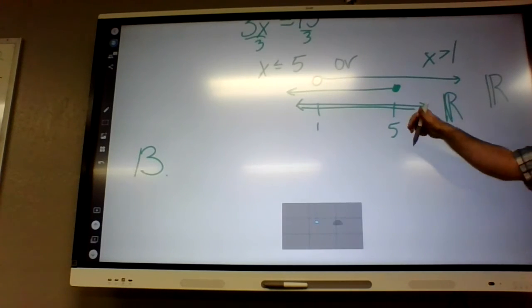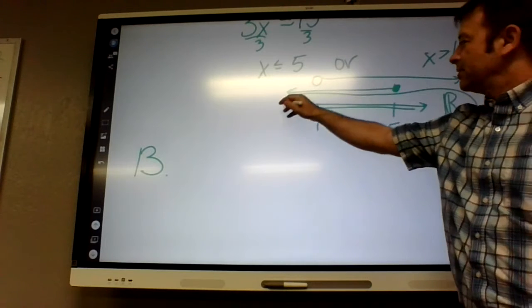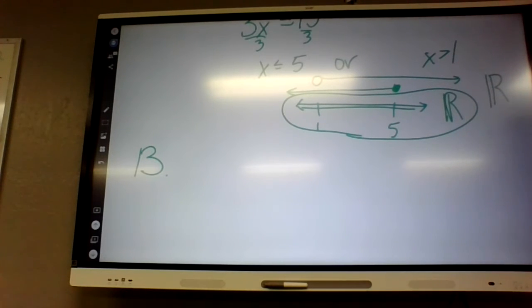13. Both of these are the answer. The solid graph and the all real numbers are the answer.